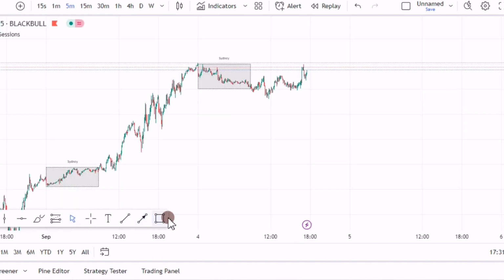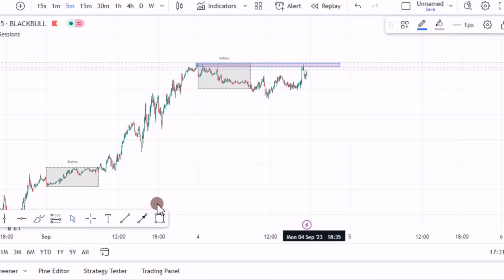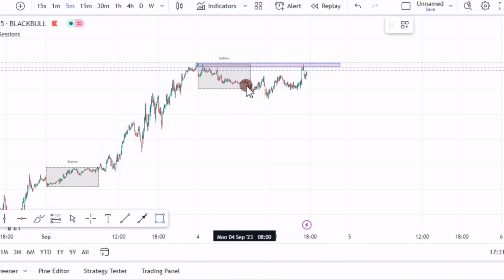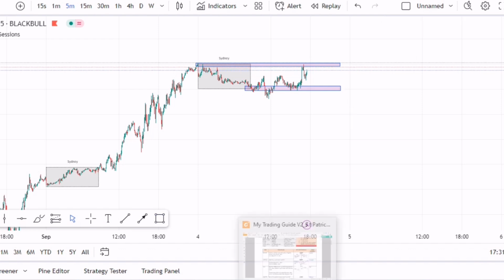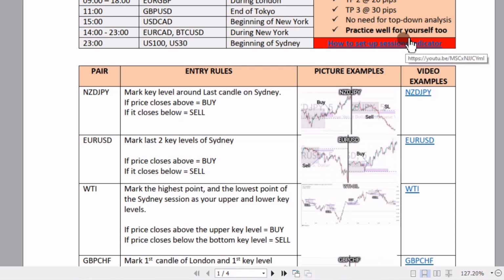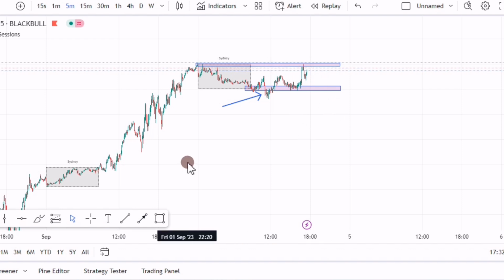So this is WTI today. You could have marked that highest point on the Sydney session and then you mark the lowest point on the Sydney session. To set up this sessions indicator, it's explained again in that PDF. You just press this link. It's going to guide you step by step on how to set up this sessions indicator. So today you could have taken a sell trade when price closed below the key level there and you put your stop loss above that key level. So it's still going to play out.